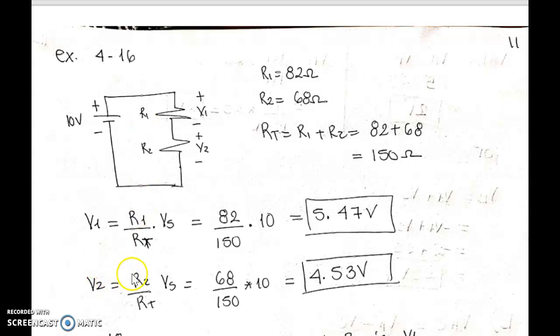But using voltage divider, what I do is I take the value of resistance 1, divide it by the total resistance, multiply it by the source, and I get the value of V1. And then I do the same for V2. R2 divided by R total multiplied by the source is equivalent to 68 divided by 150 times 10, so I get 4.53 volts.